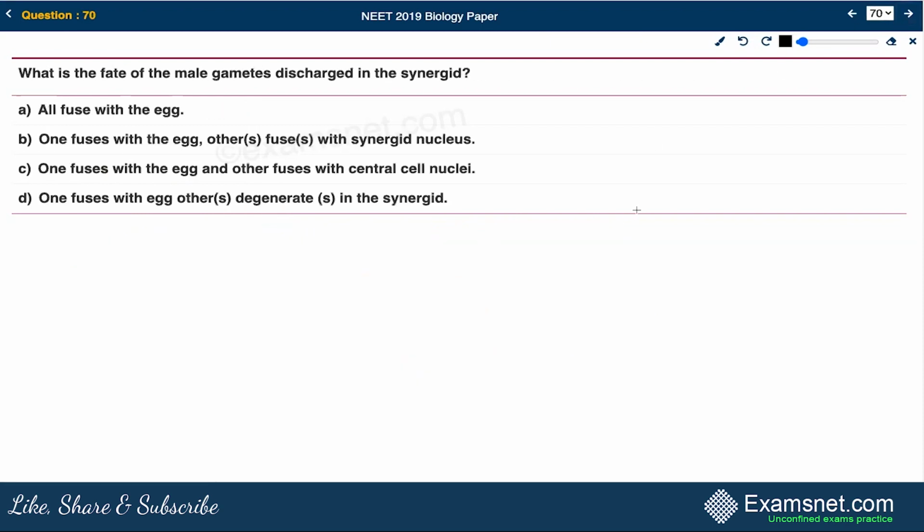Now, question number 70. Question number 70 says, what is the fate of the male gametes discharged in the synergid? All right. So what is the fate of the male gamete that is going to discharge with the synergid?